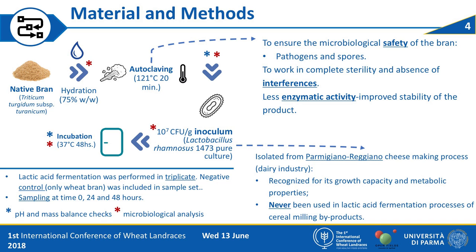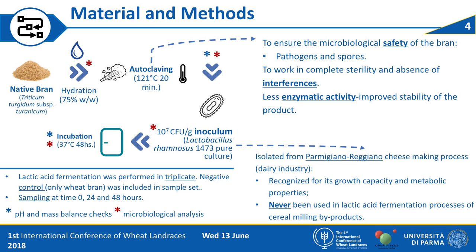As you can see, the red stars and the blue stars refer to pH and mass balance checks and microbiological analysis. And I would like to specify two things. The first is that the autoclaving step was made to ensure the microbiological safety of the bran, and the main objective of the autoclaving was to work in total absence of interferences.